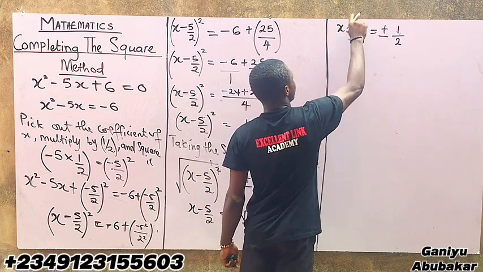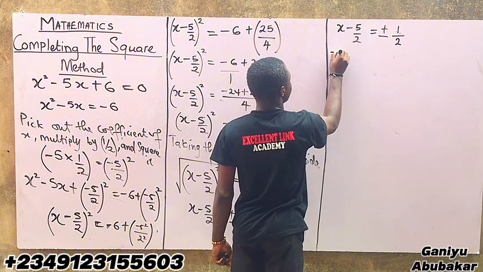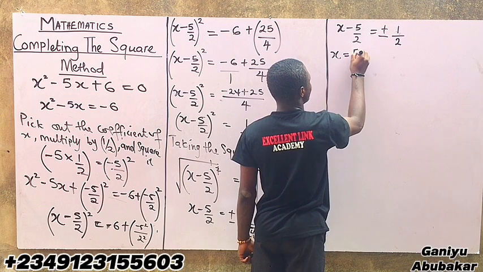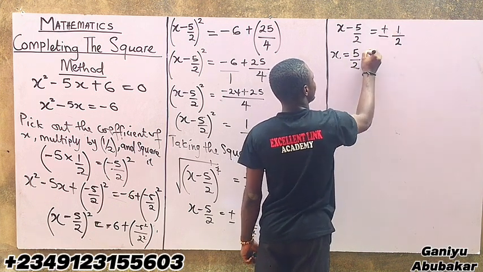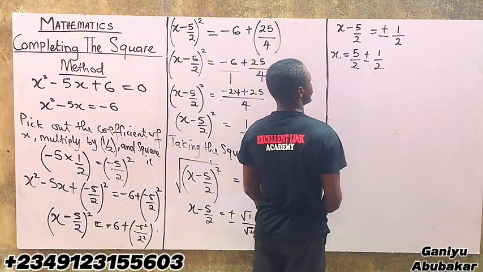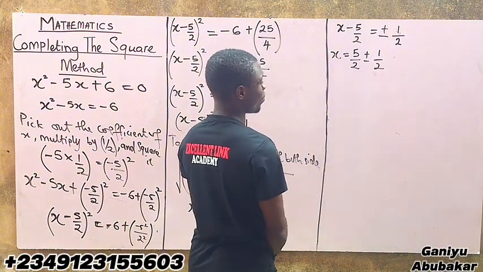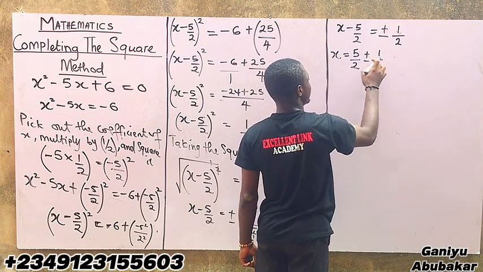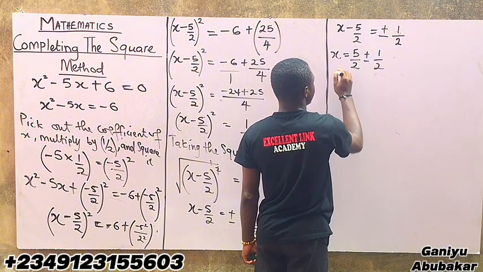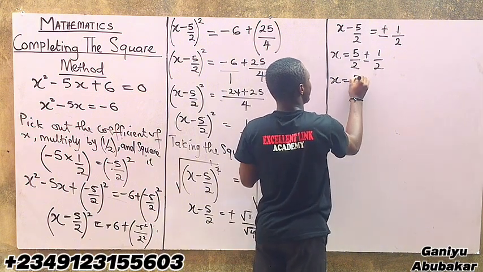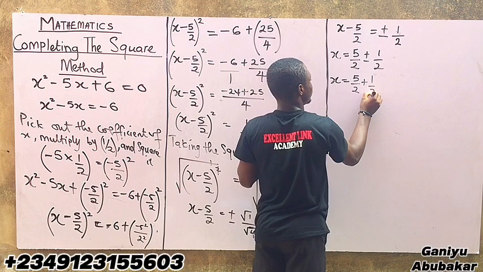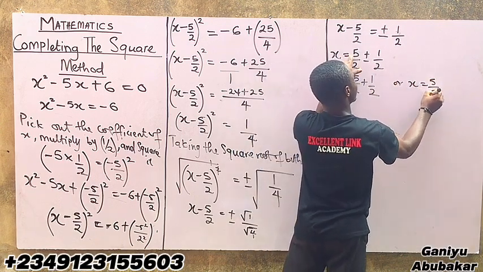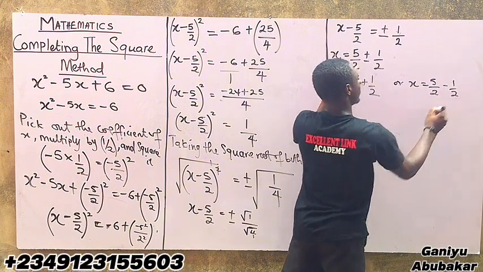Next part is I have minus 5 over 2. Take minus 5 over 2 to the right hand side. I'll be left with x being equal to, if minus 5 over 2 comes across, it becomes plus 5 over 2. Next, plus or minus 1 over 2. My idea is quite simple here. I'll separate this, since I want plus and minus. Pick out these two with plus, and these two with minus. So x is equal to 5 over 2 plus 1 over 2 separately, or x is equal to 5 over 2 minus 1 over 2 separately.